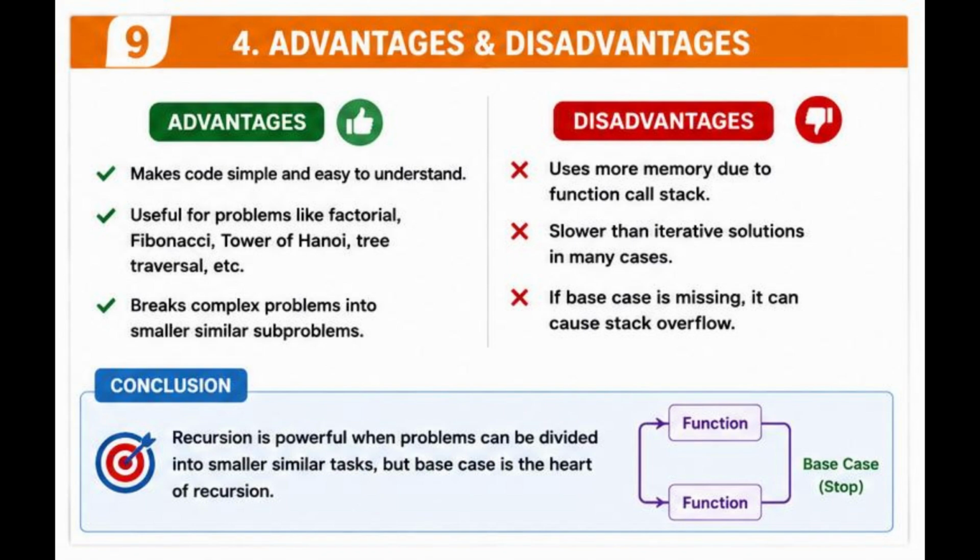However, there are trade-offs. Memory usage. Each time the function calls itself, a new layer is added to the stack memory. Performance. Recursion can be slower than a standard for or while loop because of the overhead of multiple function calls. Stack overflow. If your recursion is too deep or lacks a base case, you'll run out of memory.